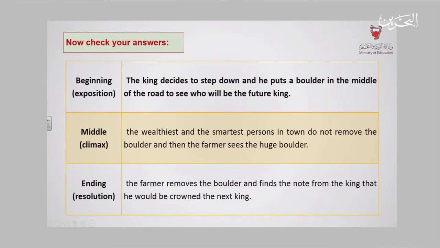Altogether. So in the beginning, the king decides to step down and puts a blocker in the middle of the road to see who will be the future king. Middle, the wealthiest and the smartest person in town did not remove the blocker, and then the farmer sees the huge blocker. Ending, the farmer removes the blocker and finds the note from the king that he would be crowned the next king. Now this is very easy. I'm expecting all of you to get it correct. Let's move on.